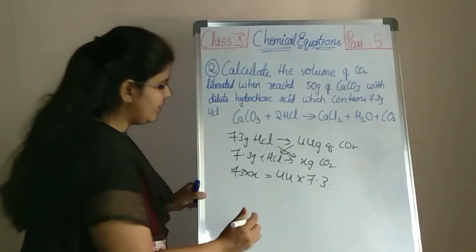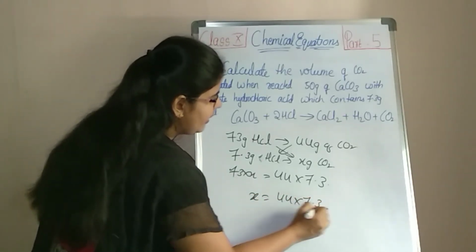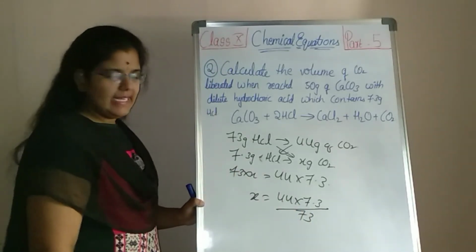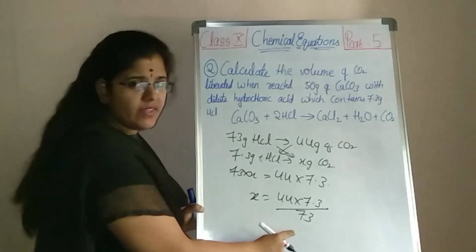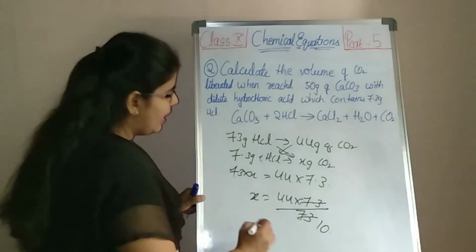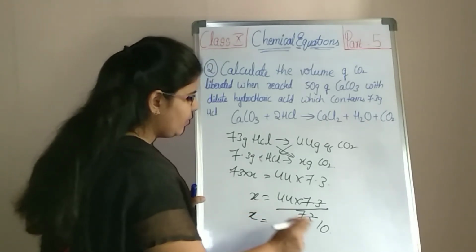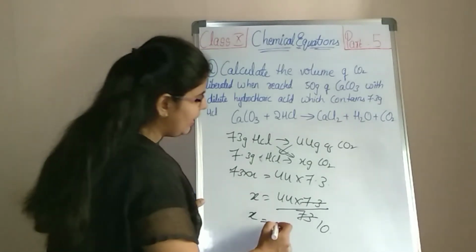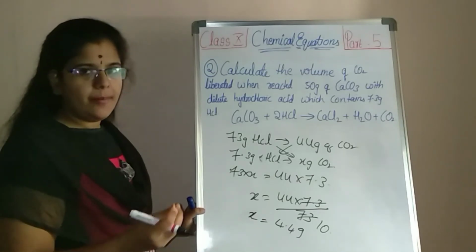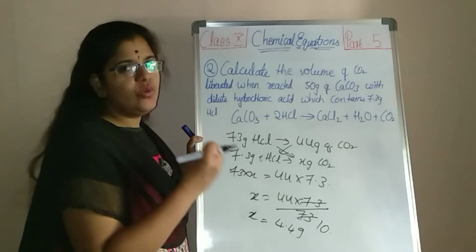Okay, so we have got this. Then X is equal to 44 into 7.3 by 73. We have taken 73 from the left hand side to the right hand side. So here 7.3 and 73, we can cancel it and write 10. Then X is equal to 44 by 10, which will be 4.4. So how many grams of carbon dioxide did we get? 4.4 grams of CO2 we got.